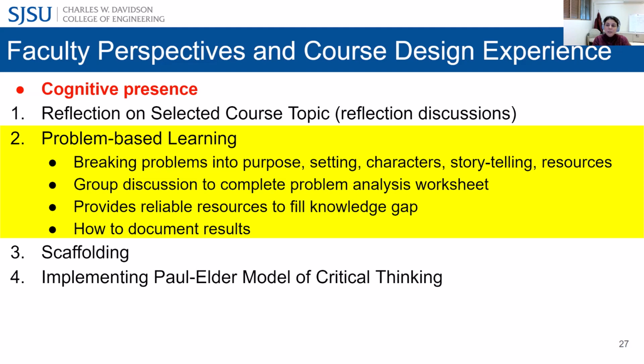The other thing is problem-based learning. So problem-based learning is very common. We do that a lot. But if we can follow a pattern for that, like a step-by-step analysis, then it would create a lot of cognitive presence for the students. So the first thing is that you break the problem into specific groups. For example, what is the purpose? Create a setting for that. Tell a story. Who or what characters are involved in this? And then what are the resources that the students need to do this?